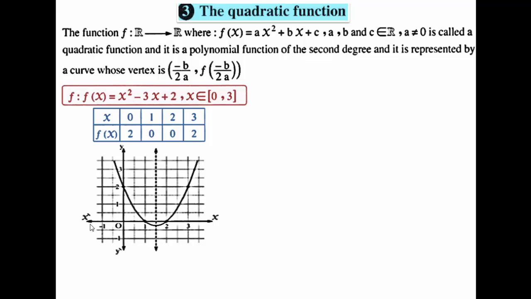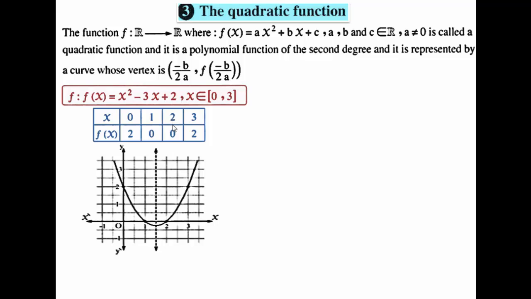Here, x-axis and y-axis. We will represent each ordered pair like that. The first ordered pair will be 0 and 2. This is the first point. And the second one, 1 and 0. 1 on the x-axis and 0, so it will be at the same place.